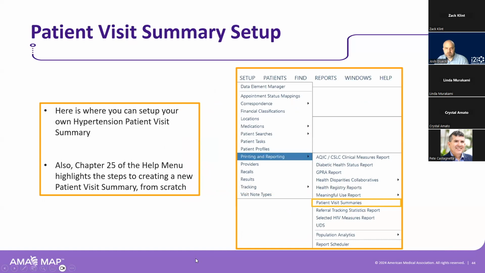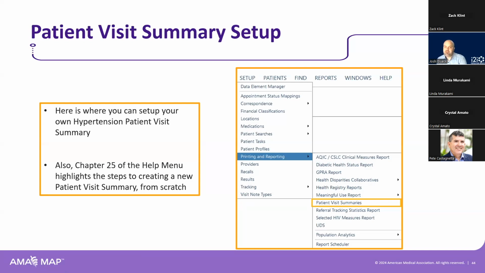Where's it going? Here we go. You can set it up under setup, printing and reporting, and then your patient visit summaries section. There's a little bit more setup that has to go into this. You actually have to set up a profile. So you notice just above printing and reporting, there's a section called patient profiles, and you'll have to set up a hypertensive profile to feed into the patient visit summary. If you've never done that before, you can reach out to your CSC or PHC. We'll be more than happy to help you out with that.